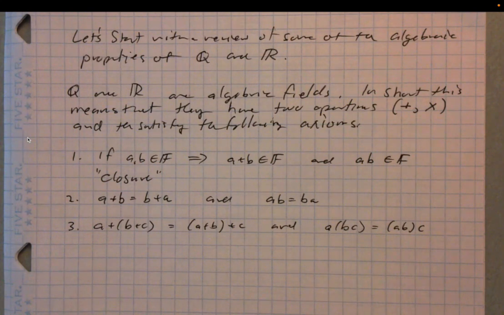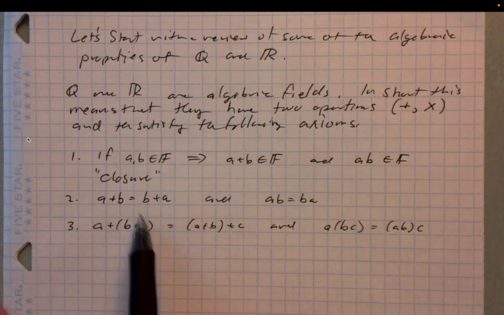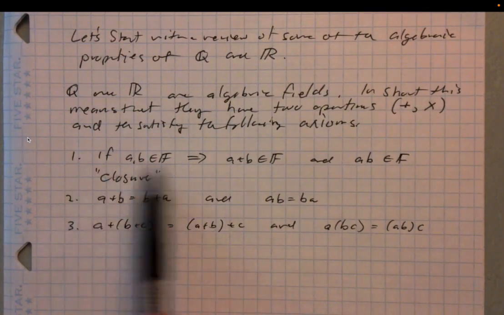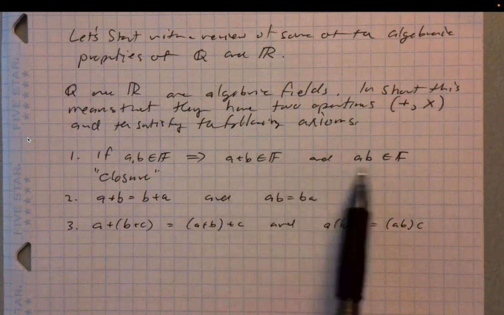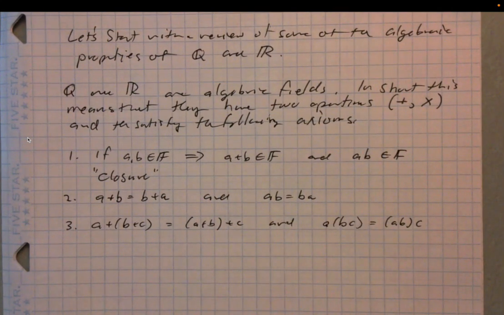Those, numbers 2 and 3, are things you've certainly seen. Number 1 is maybe a new idea, but I think it's fairly straightforward, especially when you're dealing with rational numbers and real numbers. It wouldn't require a lot of convincing on my part to get you to believe that two rational numbers added together make another rational number, for example.